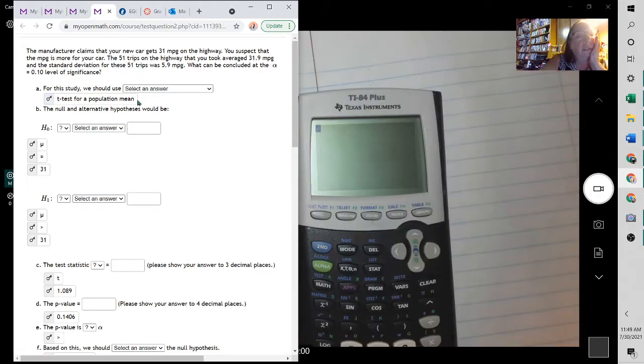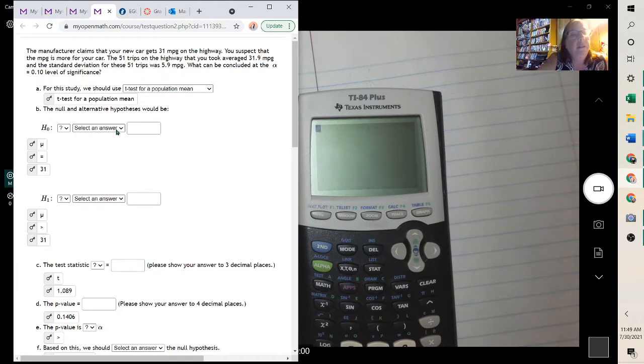For this study, we should use a t-test, and it's a mean, because we found an average. The reason it's a t-test, even though your sample size is large, 51, is that this standard deviation is from the sample, not a population. So if your standard deviation is not from a population, you should use a t-test.